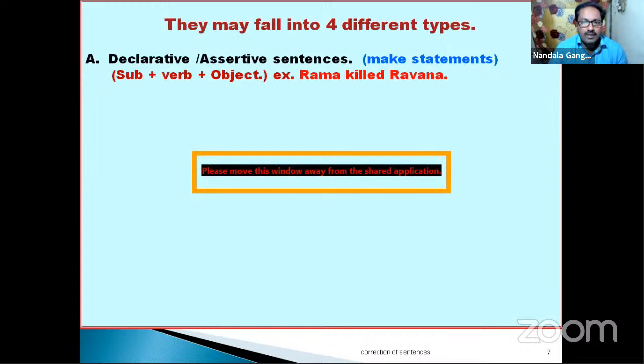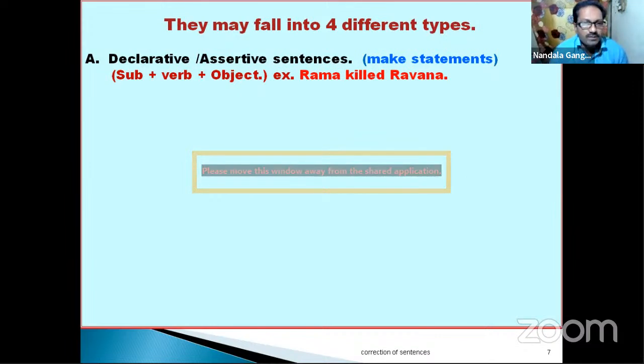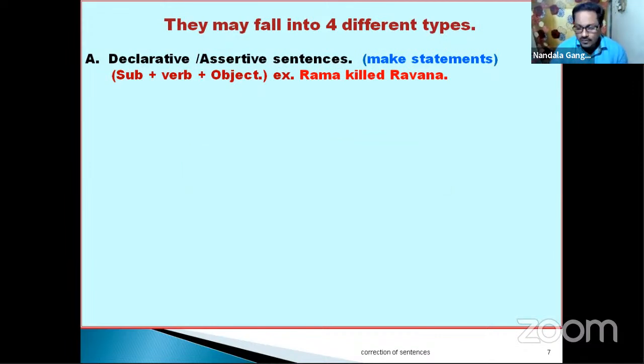For example, Rama killed Ravana. Rama is the subject, killed is the verb, Ravana is the object. Raju kicks the ball. Like that, one more example for this structure of the sentences. These kinds of sentences start with the subject and end with a full stop.